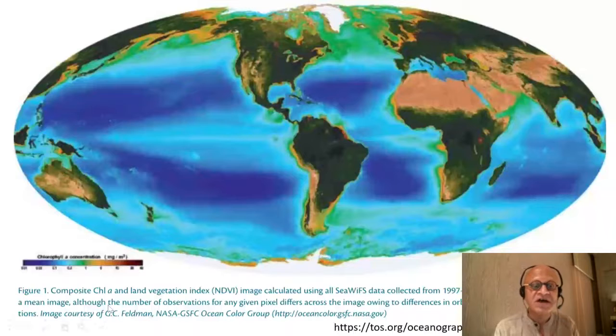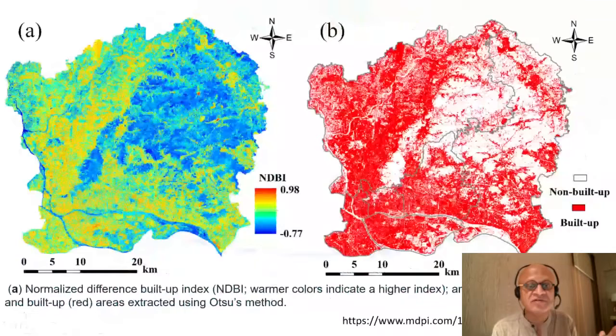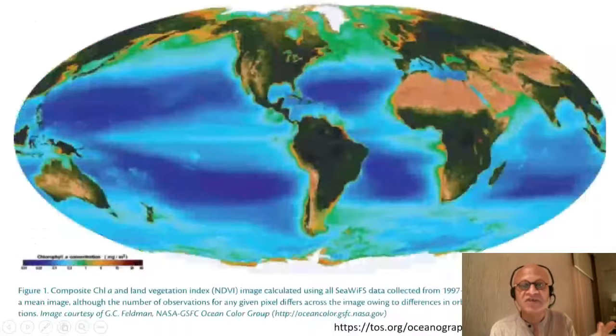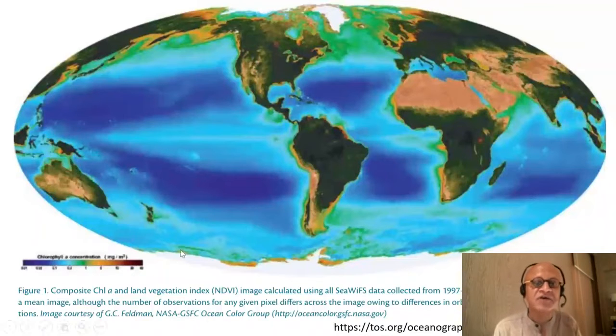So NDVI is shown here. This is showing ocean chlorophyll A, which is a measure of photosynthesis in the ocean, and on land this is showing what is called normalized difference vegetation index. I'm not going into details of how NDBI and NDVI are computed because we are more focused here on how we will combine the physical environmental data with socioeconomic data to produce risk maps. So let's leave these details for another time.